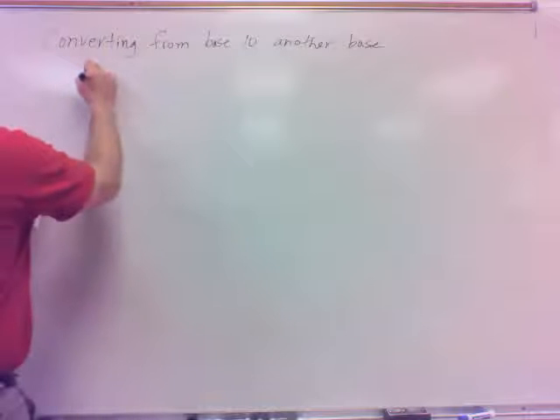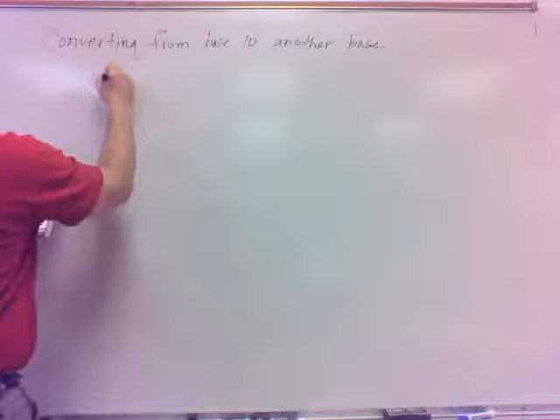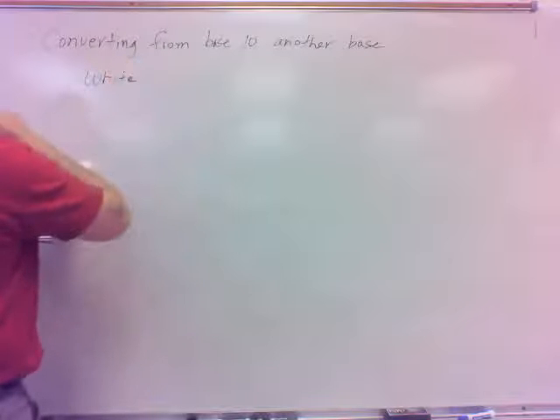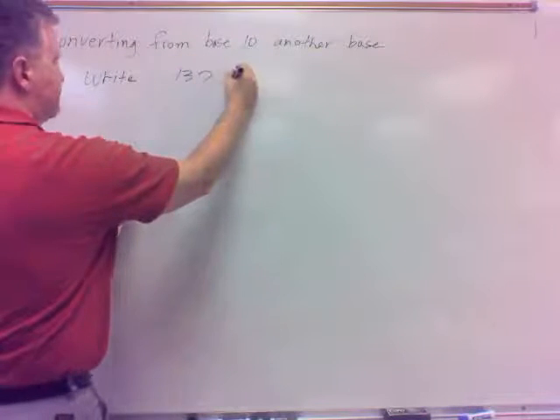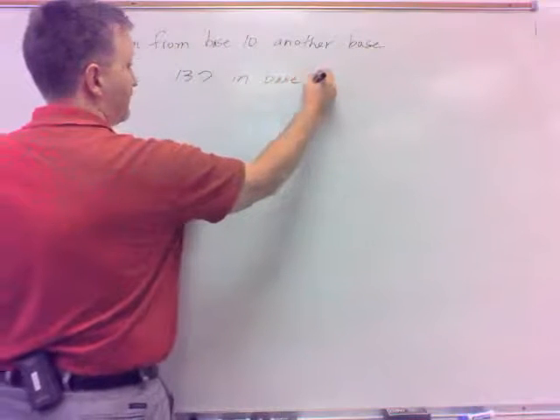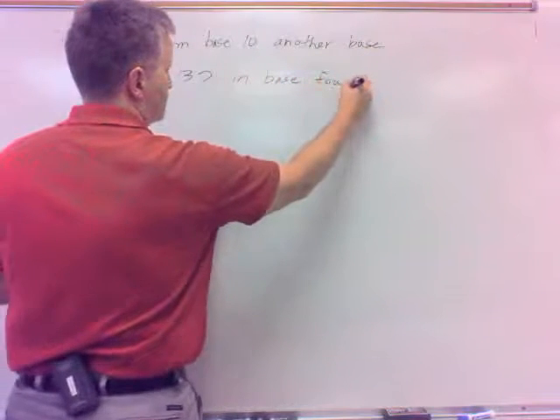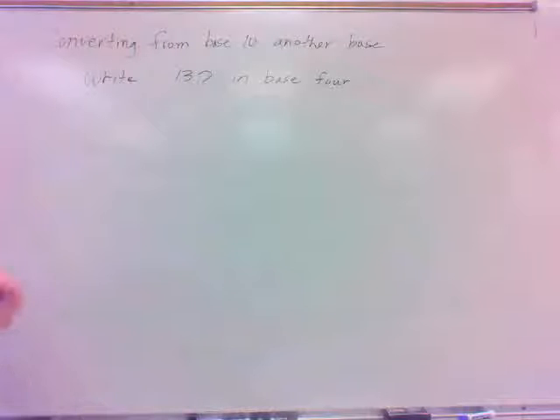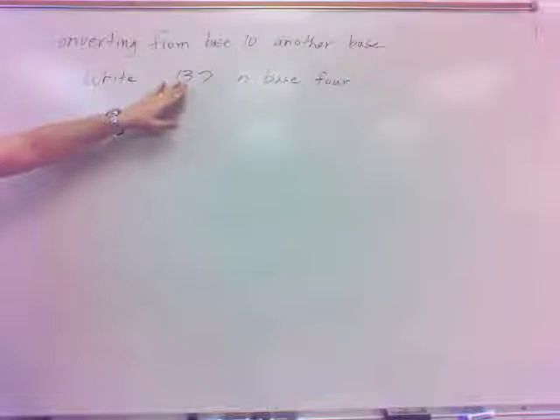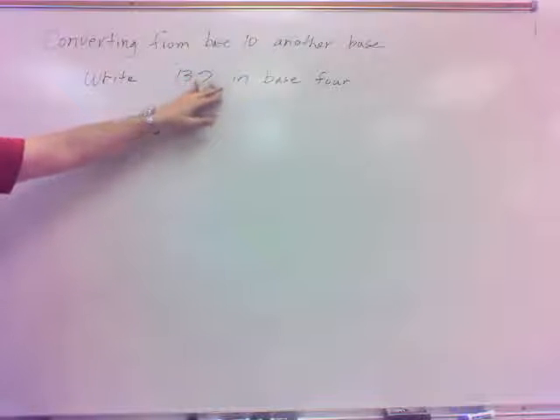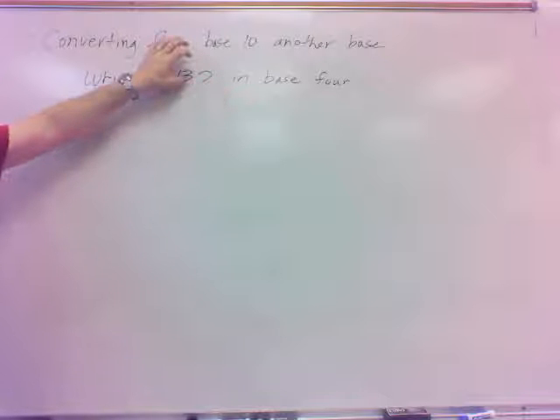For example, if I want to write, I don't know, 137 in base 4. And that brings up another point. The standard rule of thumb is if the subscript is not there, unless it's otherwise noted, it's base 10. So this is a base 10 number.